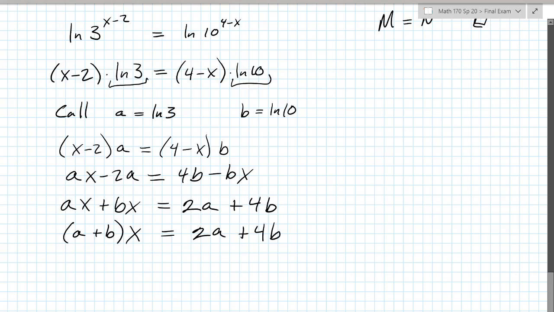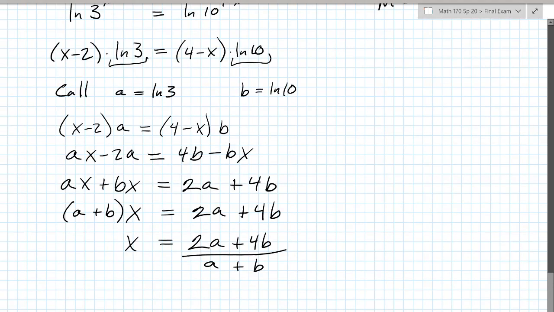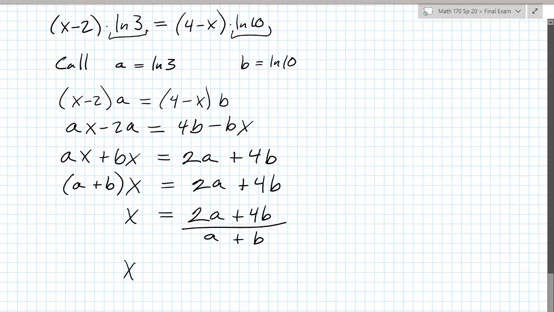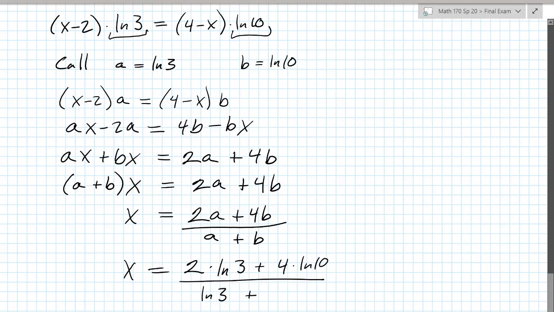Now we can divide both sides by a plus b and solve for x. But what was a plus b? Well, a was the ln of 3 and b is the ln of 10. So we can write our final answer in exact form: 2 times the ln of 3 plus 4 times the ln of 10 over the ln of 3 plus the ln of 10.